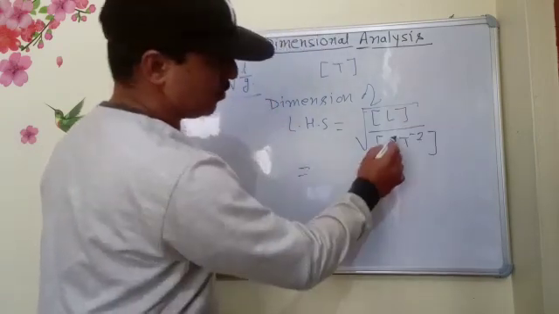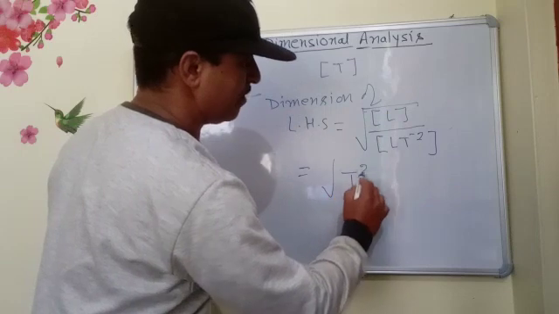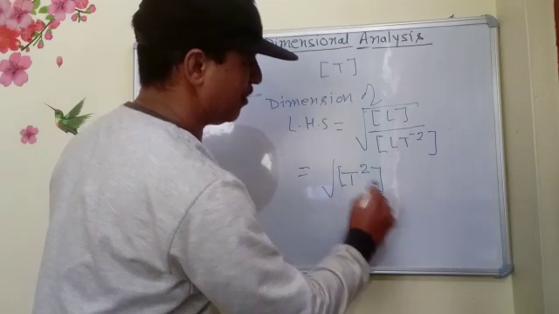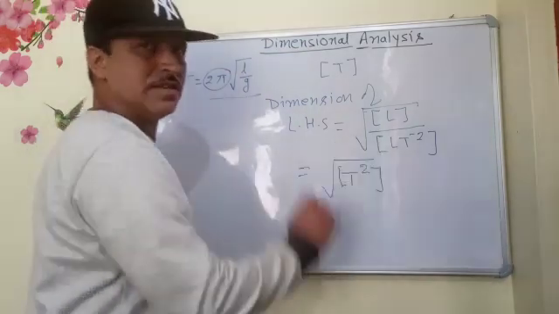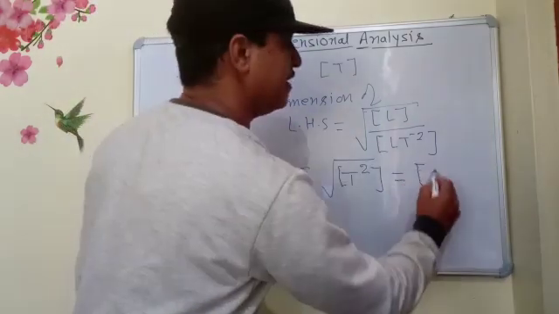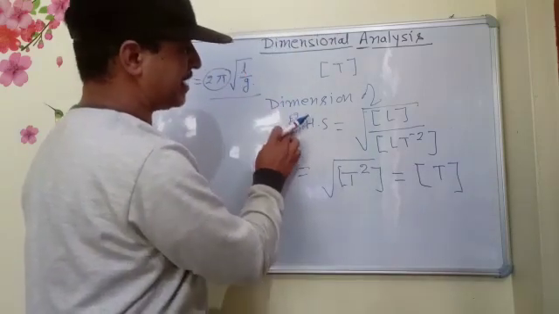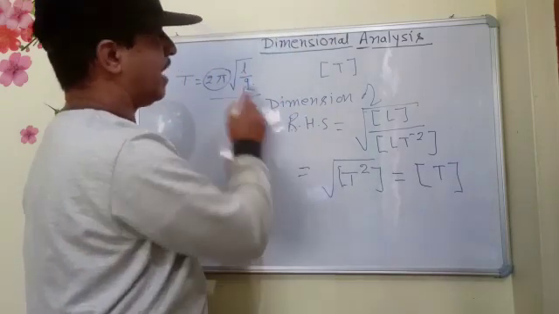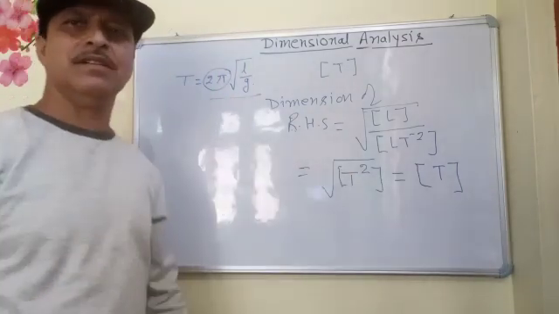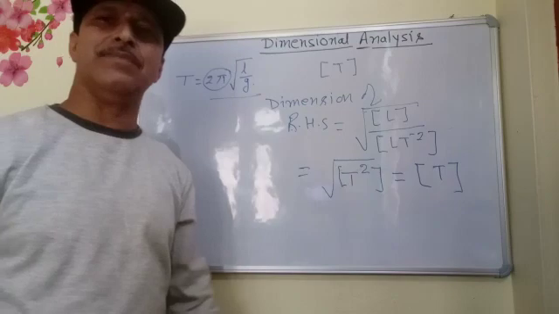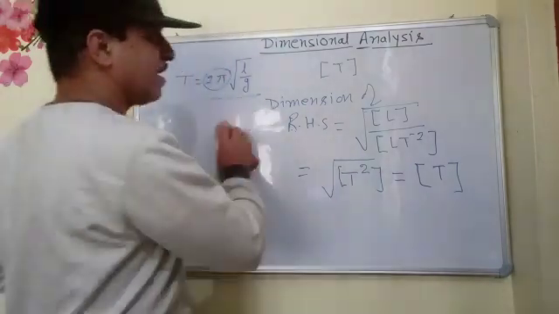This becomes, L and L will cancel and this will become T square. When brought to the numerator, its power will become positive. T square, square root of it, which is T. So you can see that the dimensions of right hand side are same as the dimensions of left hand side in this equation. Therefore, this equation is dimensionally correct. Let us take one more example.